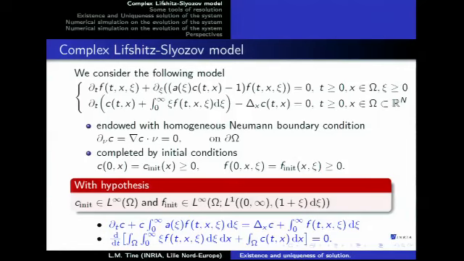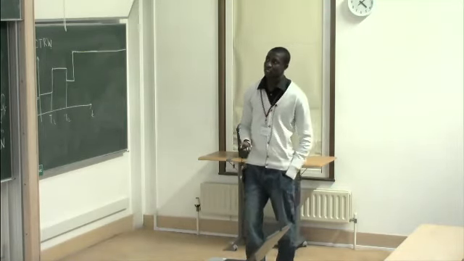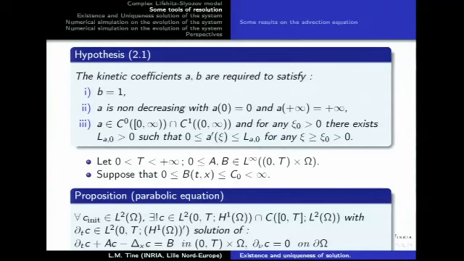By using the conservation equation for the size repartition function, we can rewrite by integration the equation for the concentration of monomer in the following familiar fashion. Of course, our system satisfies the total mass preservation. Naturally, we make the following hypothesis for our kinetic coefficients. We take B equal to 1, A satisfies the following regularity, and we see that our hypothesis takes into account the hypothesis made by Lifshitz and Slyozov.